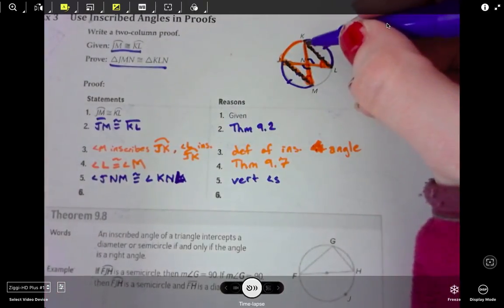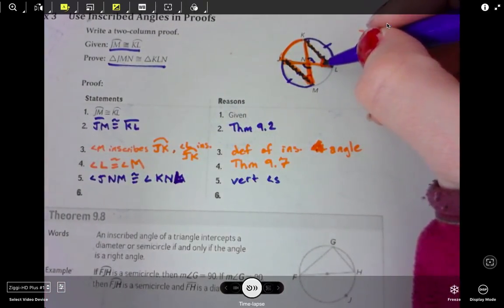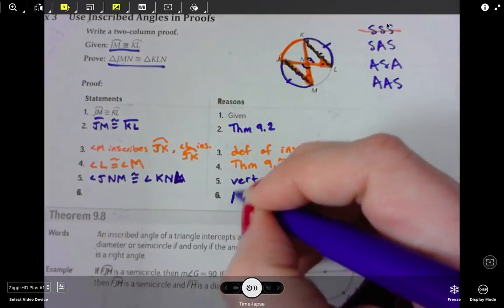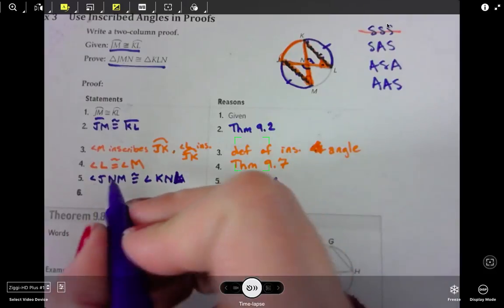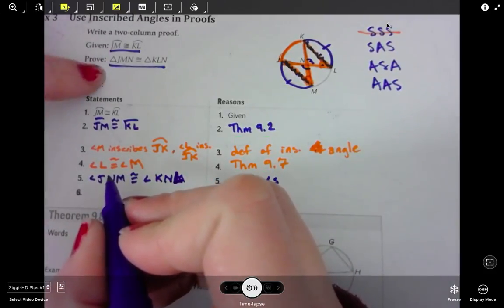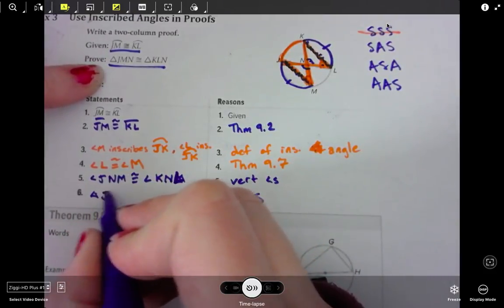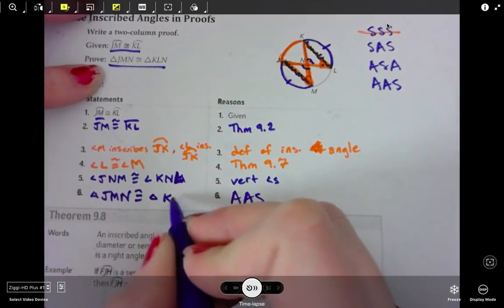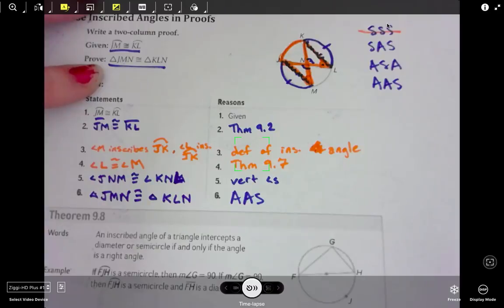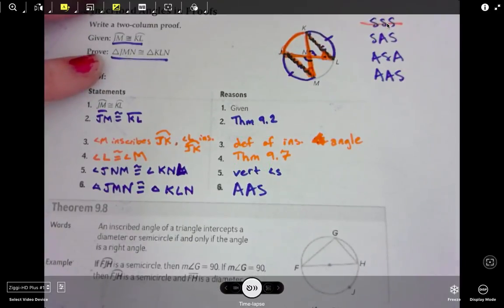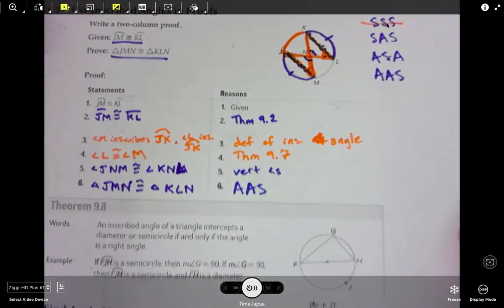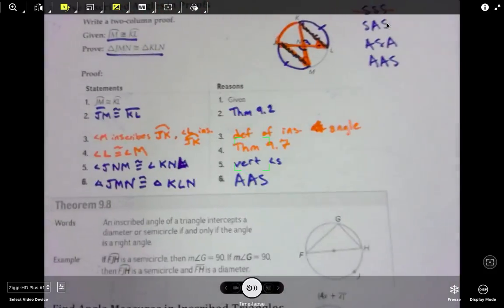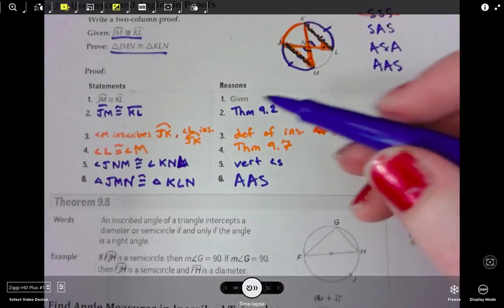And then I have this triangle here. I have an angle, and a side. And this triangle here, I have an angle, and a side. So by angle, side, I'm just going to repeat this proof statement over here. Triangle JMN is congruent to triangle KLN. Just like that. And there we go. That was kind of a proof that incorporated all of them in there.